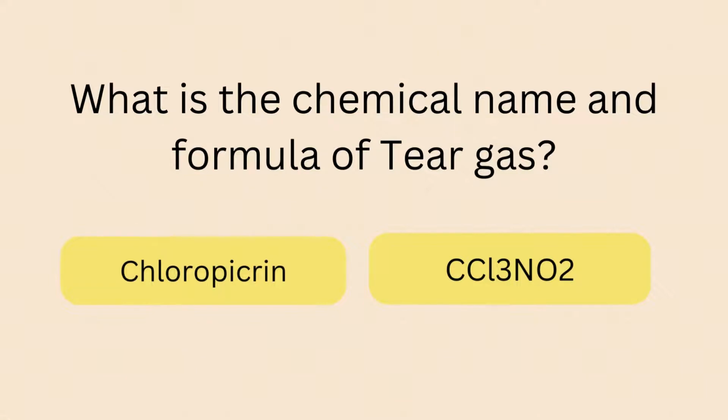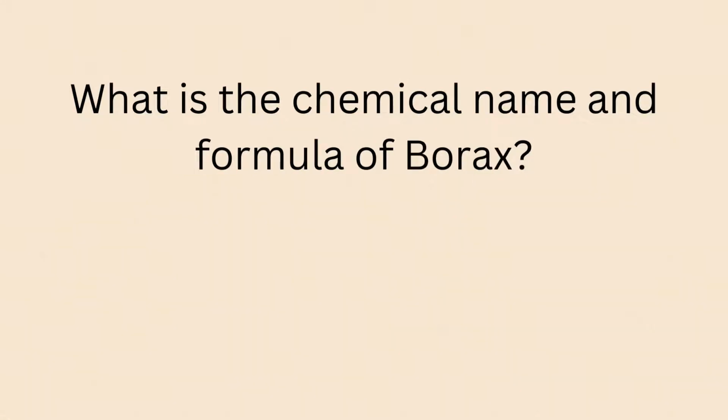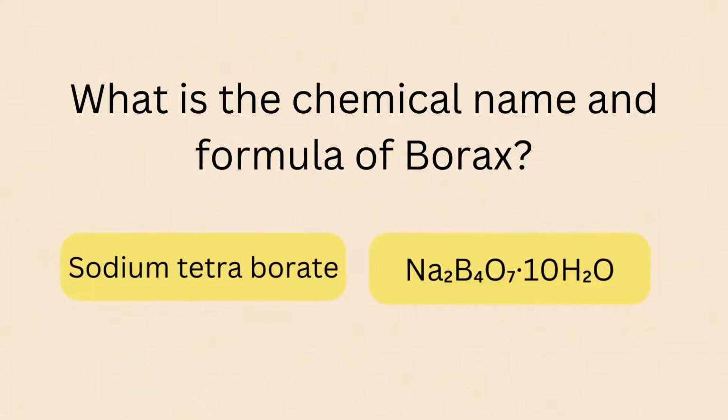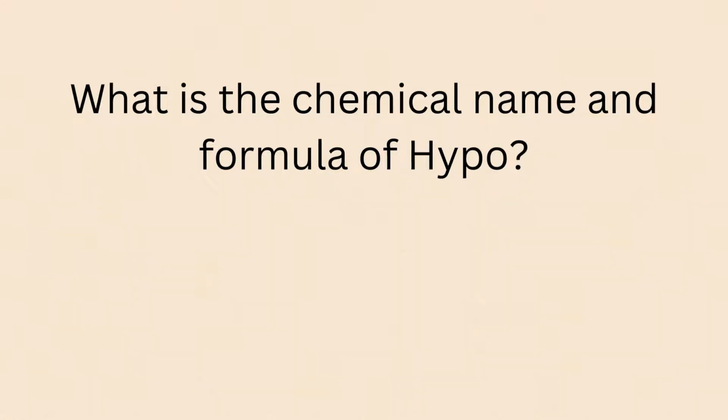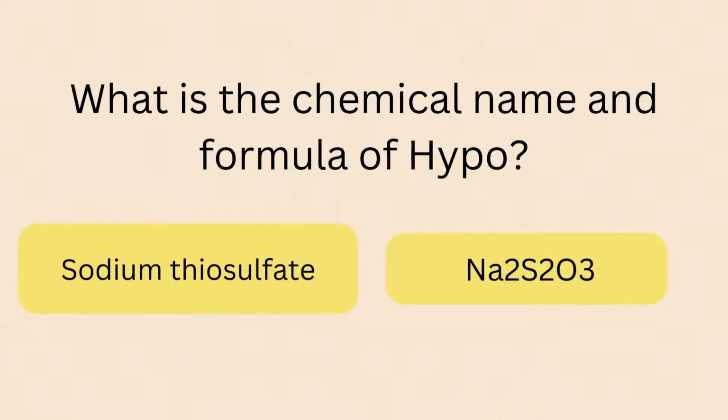Next one. What is the chemical name and formula of borax? The chemical name of borax is sodium tetraborate and the chemical formula is Na2B4O7.10H2O. Okay, this is also important. Next one. What is the chemical name and formula of hypo? Answer is sodium thiosulfate. Sodium thiosulfate is commonly called hypo. And the chemical formula of this sodium thiosulfate is Na2S2O3.